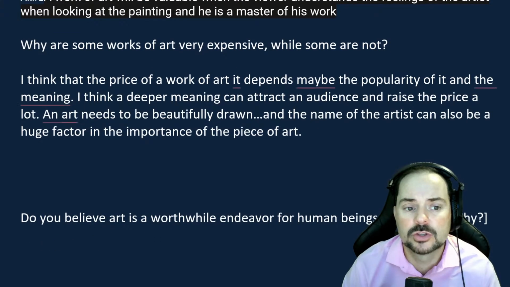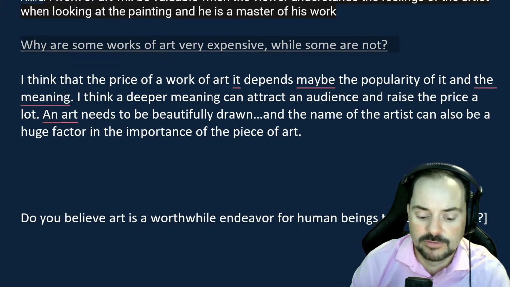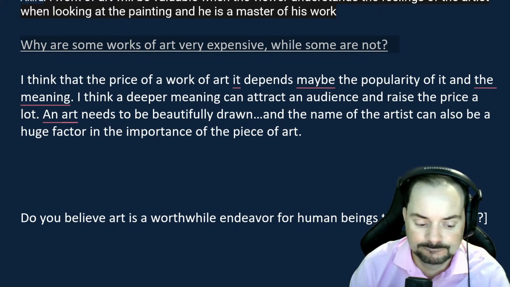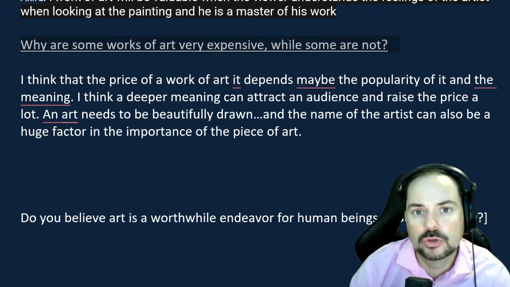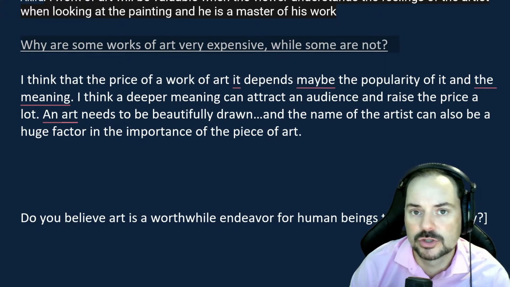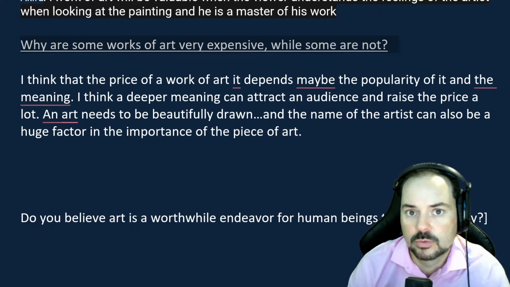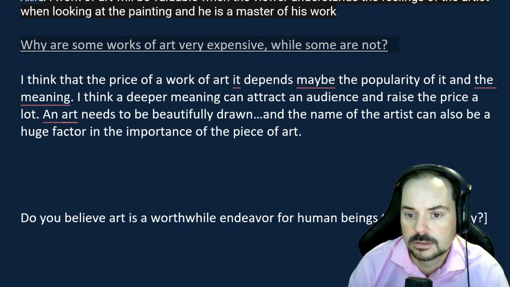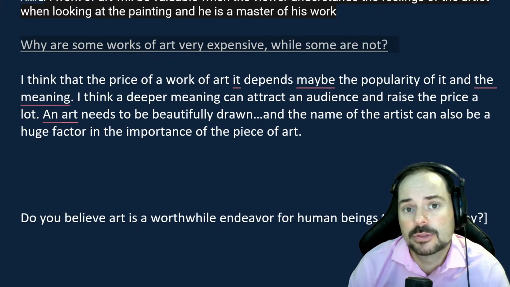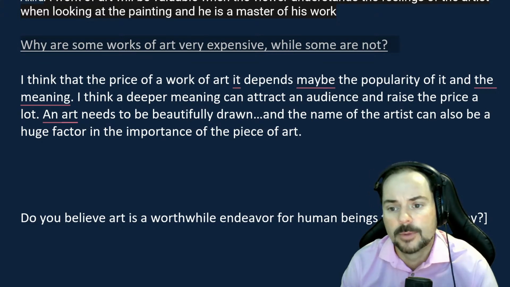Let's look at this question again. So the question is, why are some works of art very expensive while some are not? What did you miss in your answer for this question, FUM? Sorry, can you repeat that again? You missed a part of this question. What part of the question does your answer miss? Some are not. Exactly, right? So see how the second time you looked at it, you realized, oh, wait a second, I didn't answer the second half of that question, while some are not, right?